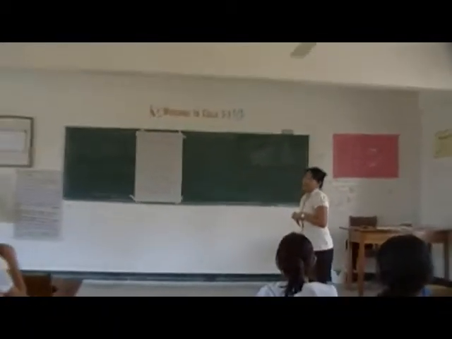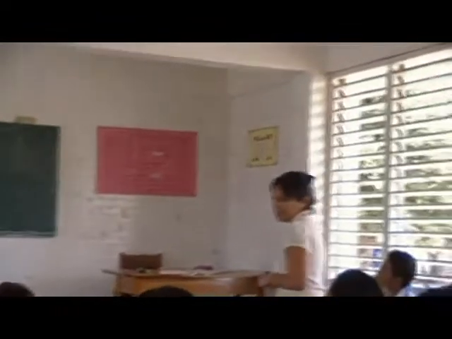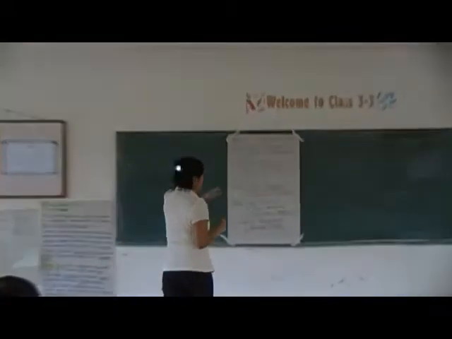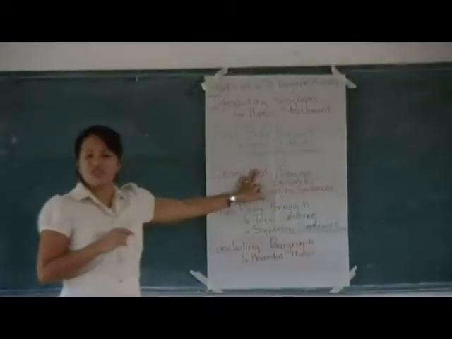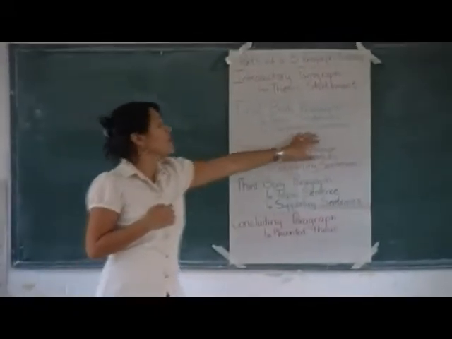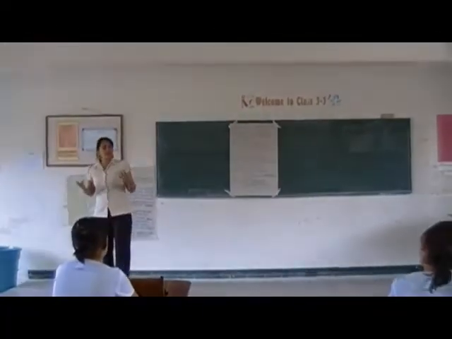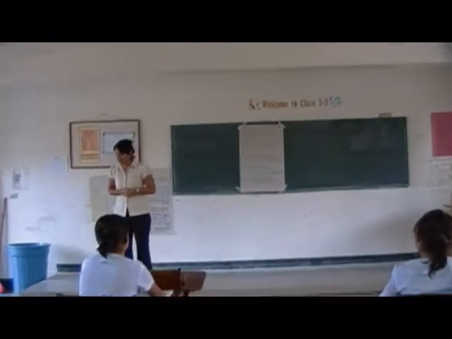We have five parts to an essay. Gabriela, what's the first part? The thesis statement. But where do we find that thesis statement? Beginning of the paragraph, in the introductory paragraph. Very good. After that, in your first body paragraph, you will find your topic sentence. And after your topic sentence, what will you find? Supporting sentences. Right.